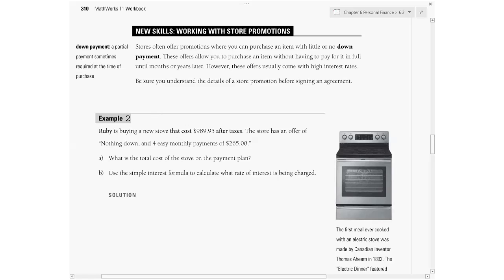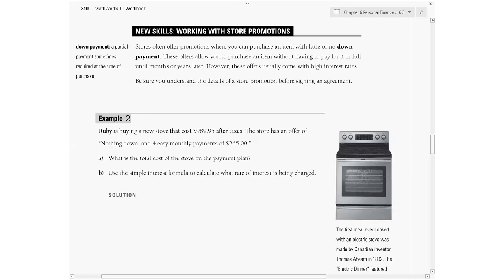We're going to start looking at store promotions. A lot of times a store will offer some sort of deal where you can go in and pay next to nothing and then pay it off over months or years or whatever they're offering. These usually come with high interest rates as well. Always make sure that you know what the details of the store promotion is before you're signing an agreement.